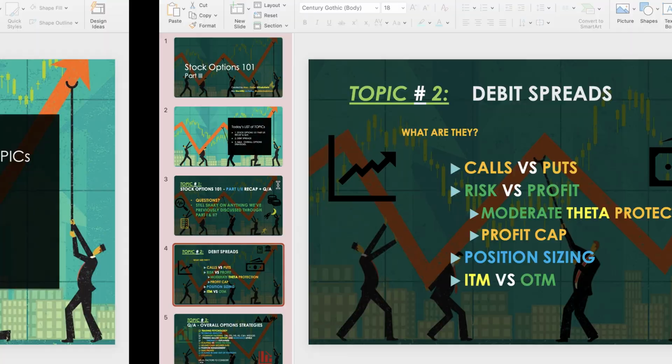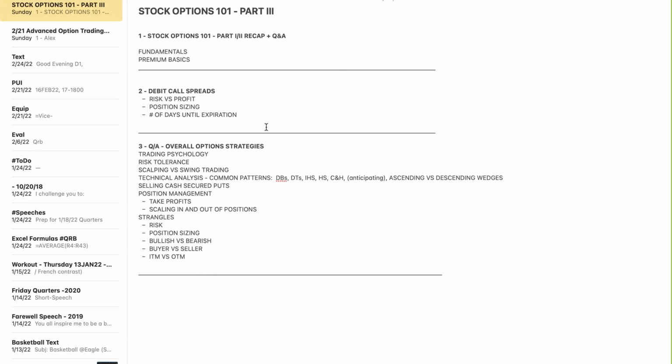So if you're new, you probably got lost there. So let's go back a little bit. The reason why I'm going over this part is because we're going to talk about a debit call spread, and a debit call spread is composed of two actions. One is buying a call option, right? And the other part is selling a call option, right?